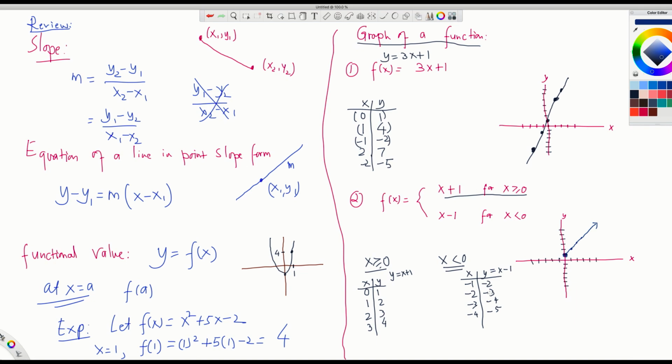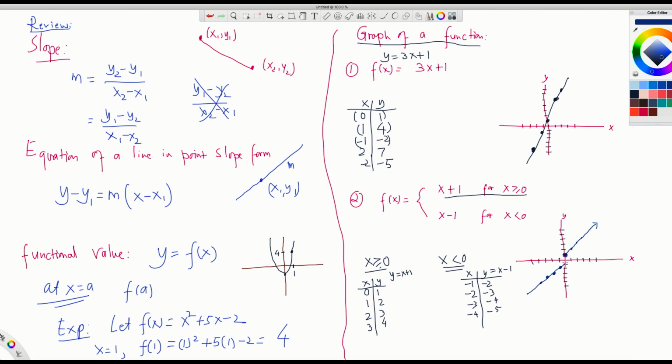And for this function, at negative 1 it is negative 2. You see that? At negative 2 it is negative 3. At negative 3 it is negative 4. At negative 4 it is negative 5. And so on. So if you expand this, it goes here, right? But you cannot expand beyond 0 though. At 0 it is 1.